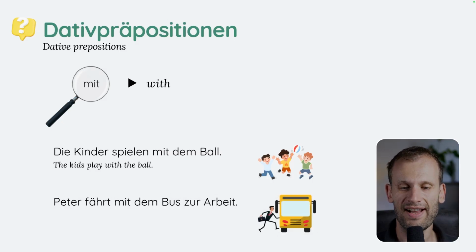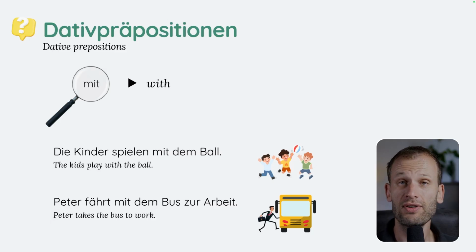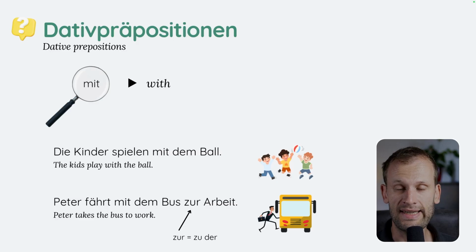And the next example sentence is Peter fährt mit dem Bus zur Arbeit. Here we have even two dative forms, mit dem Bus and then also zur Arbeit. So first of all, it means Peter takes the bus to work. Fahren is to drive, literally, but it's also just to go somewhere by bus or by taxi, by bike. And zur, by the way, is also dative. It's combined with the preposition zu that we'll talk about in a bit. So zu der becomes zur.